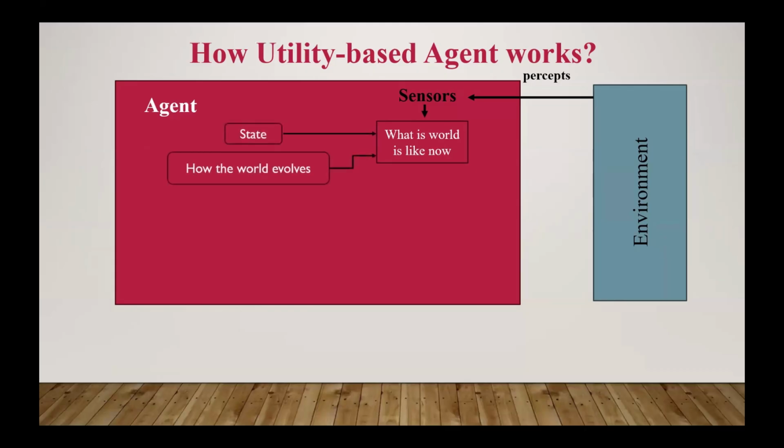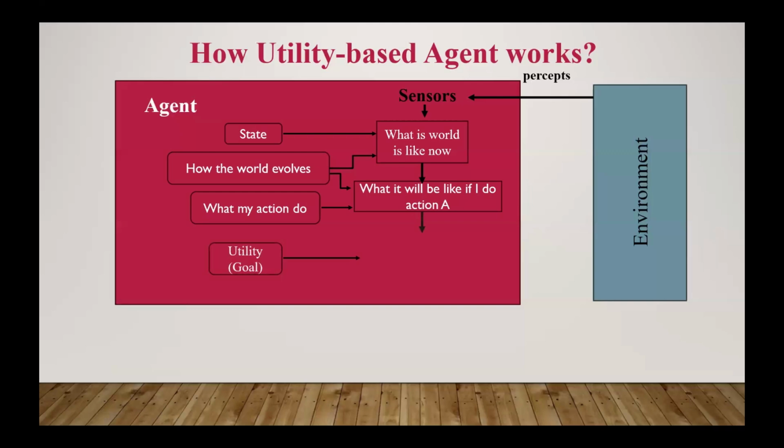In between, it will also go for the internal state, how the world evolves, and what should be my action, according to that, what it will do if I do action A. So these are the cases for the model based agent. Now here it is a utility based agent, so it is added with the utility. Here I add the goal, which means it goes toward achieving a goal through the utility function.